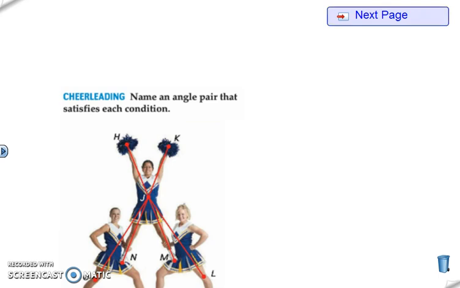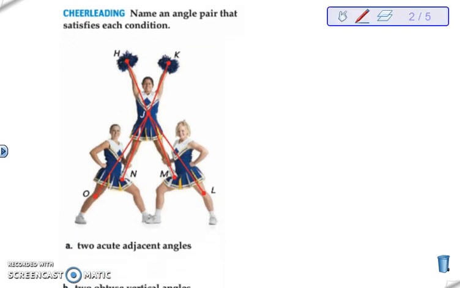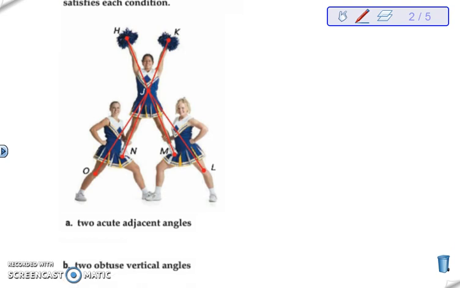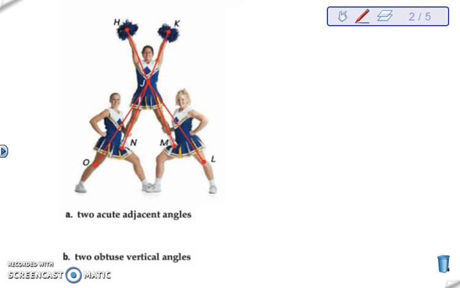Let's look at an example. We have this picture with a bunch of lines going through each other, so we've got several angles that have been formed. The first part asks us to find two acute adjacent angles. We said acute angles are less than 90, and adjacent angles are next to each other. So we need two angles that are acute. I'm going to just pick an acute angle.